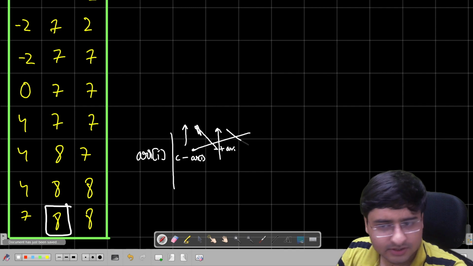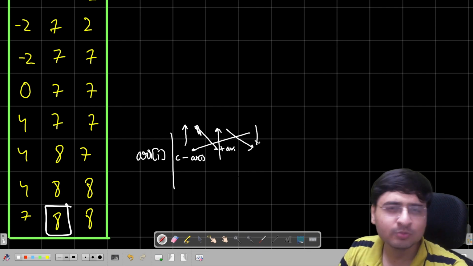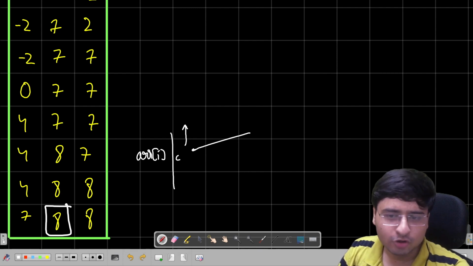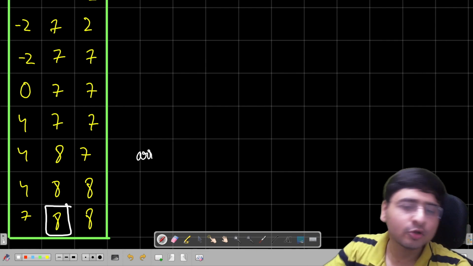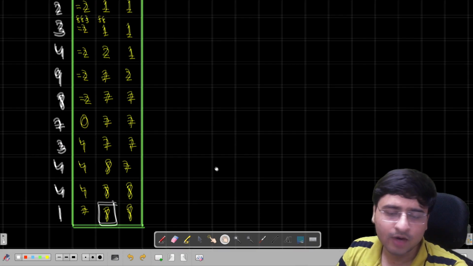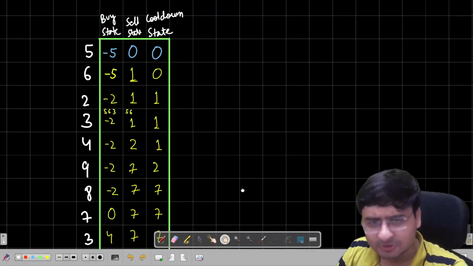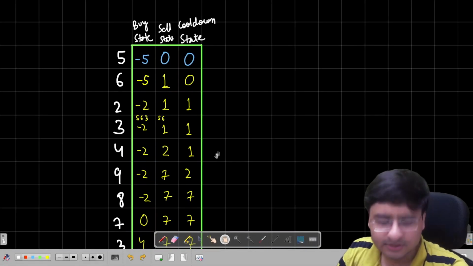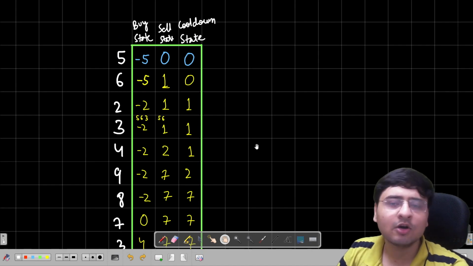If your cooldown state is the max of both of these two, correct? I hope this makes sense. Okay. If you talk about dynamic programming, let's directly go into the code itself. There we are going to see how comparisons we are going to do. It is fairly simple iterative code itself. Let's go over there and see how we're going to code it.